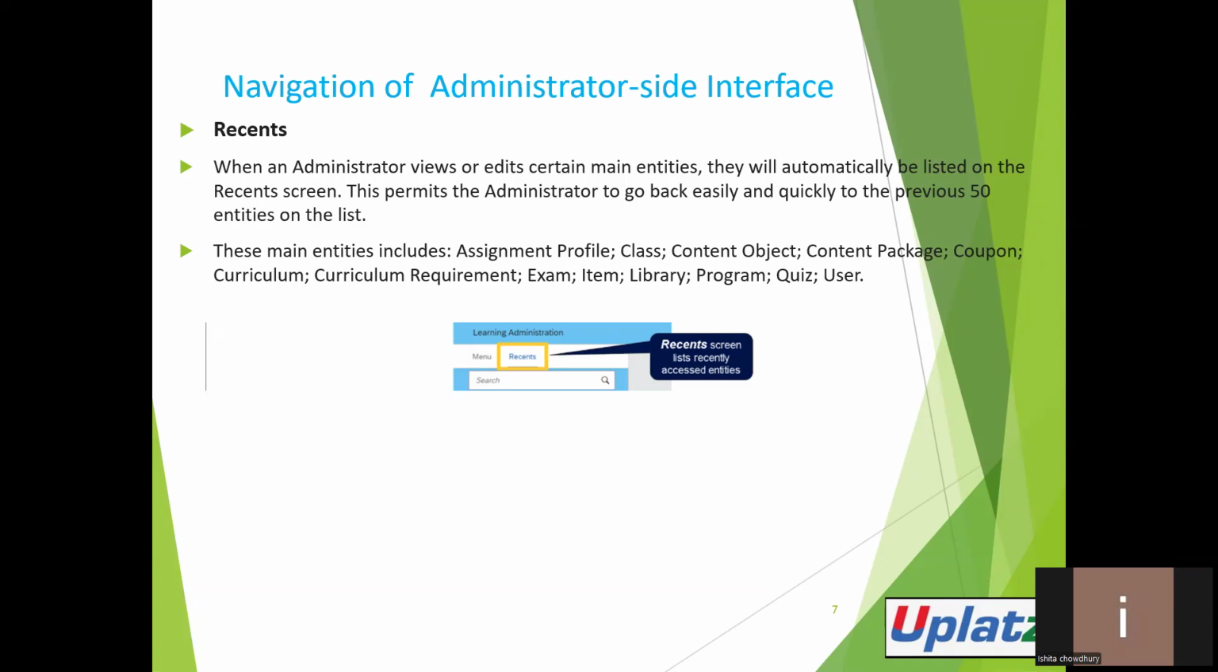So in that case, you don't need to go back to the profile and search, suppose there are like 100 assignment profiles. Now it becomes easy when a recent option is being used. It means that you have just recently opened an item or maybe a library. So it becomes easy. You can directly go to that particular library, look at whatever you want to, and then you can close it off. So that is the functionality of recents.